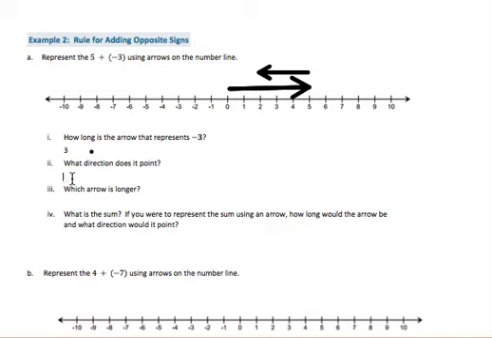And it is pointing left. And the arrow that's longer, the longer arrow, is the arrow that represents 5. So our sum is 2.